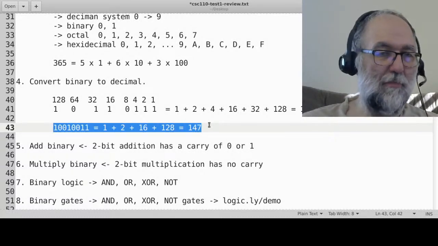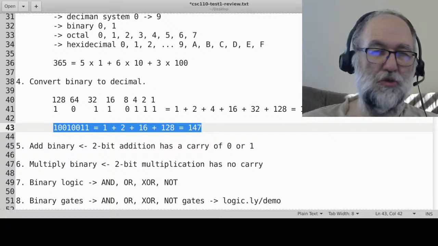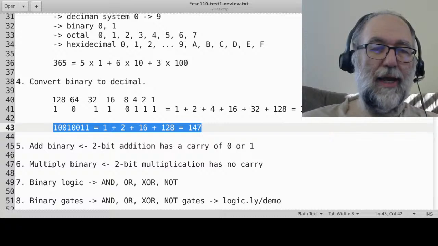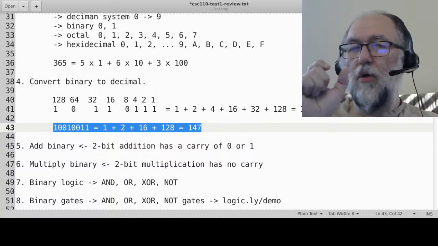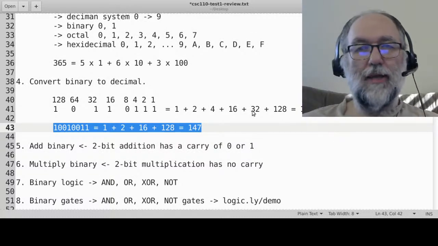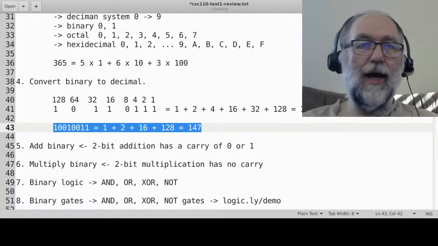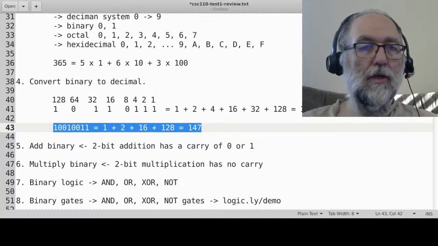I think that's good enough for binary conversion. I don't want to do too many of them. I think I have 4 on the test, binary conversion, and they start really simple with maybe 4 numbers, and then they get pretty long. Okay, so all right, let's go on.